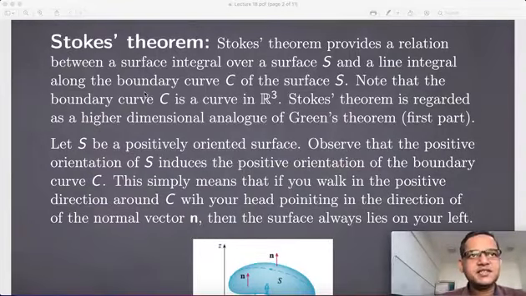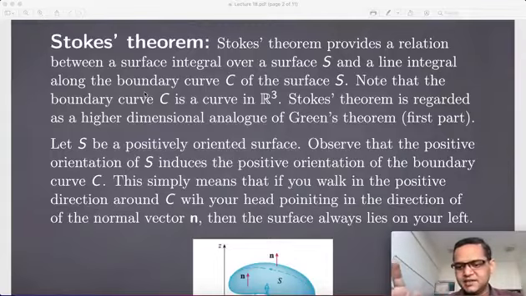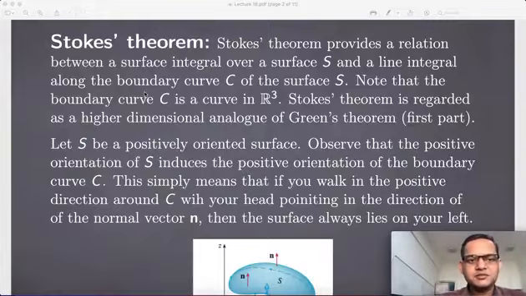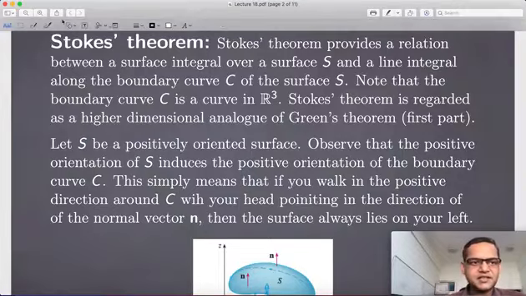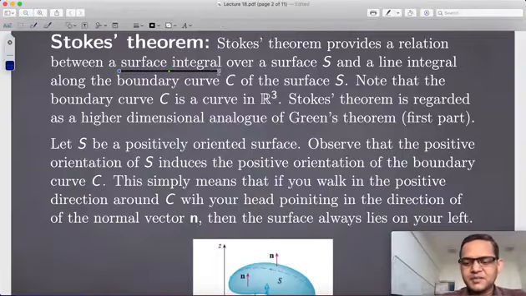You remember in Green's theorem what happened? We had a relation between a double integral and the line integral, correct? Where this double integral was over a domain in the xy plane, okay? Now the Stokes theorem is going to do something similar. What we are going to have is a surface integral over a surface in R3. So we are talking about integrals of functions over surfaces, isn't it?